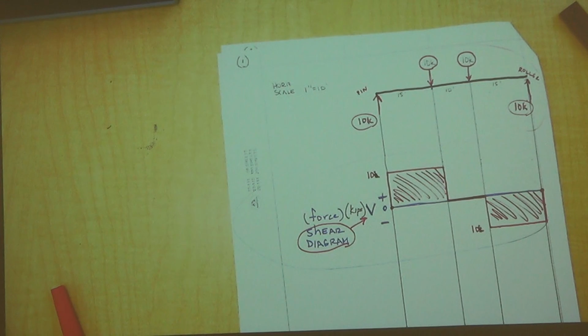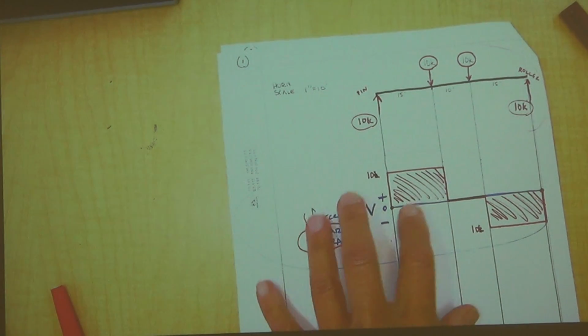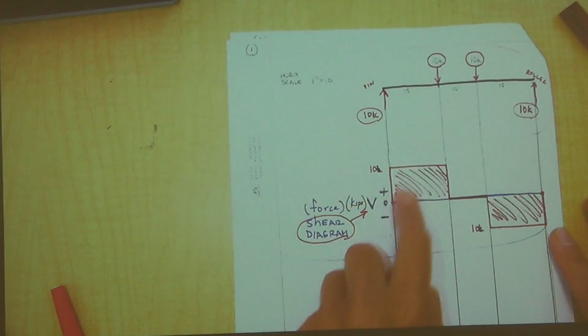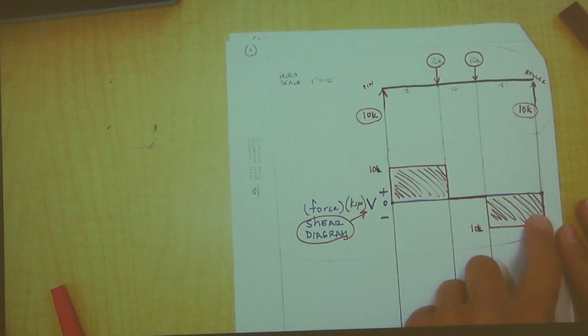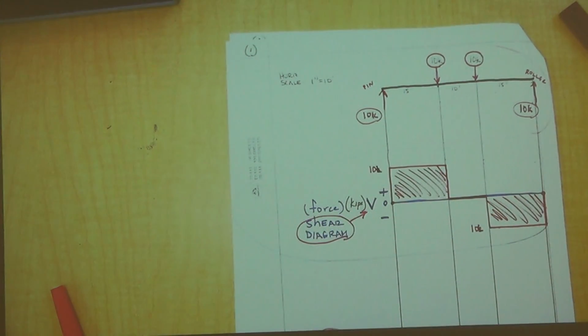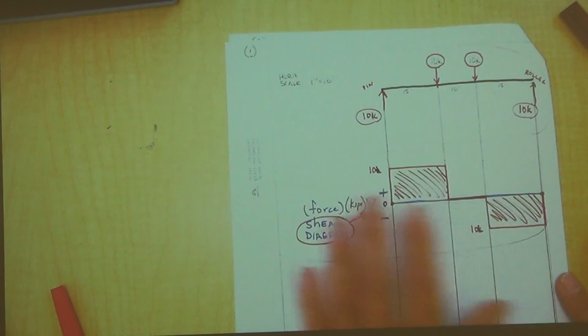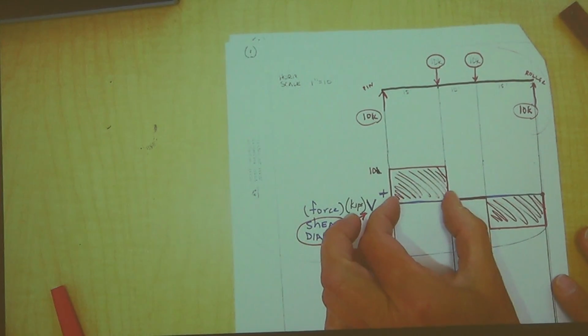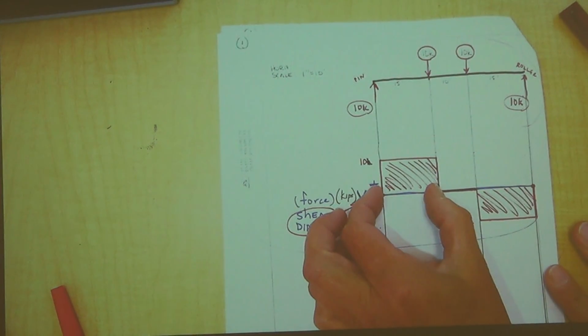Okay, remember, what is it, the third law? For every action, there's an equal and opposite reaction. Is that the third law? Right? So we're dealing with that here. We have 10 kips on the left side. We have 10 negative on the right side because they balance off. In the end, they have to be 0. So it doesn't experience 20 kips. In this section, it's experiencing 10 kips.